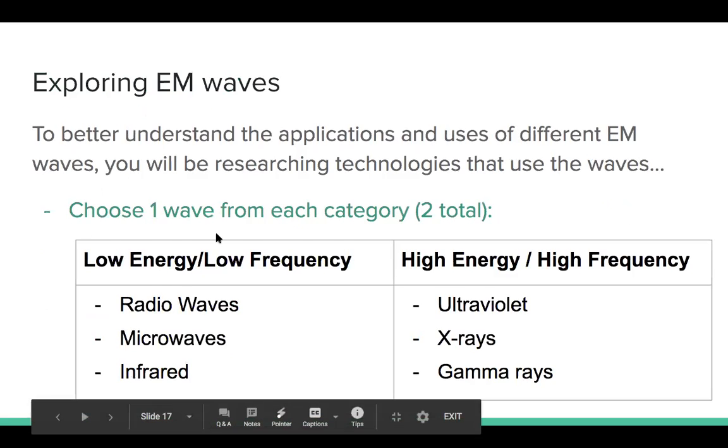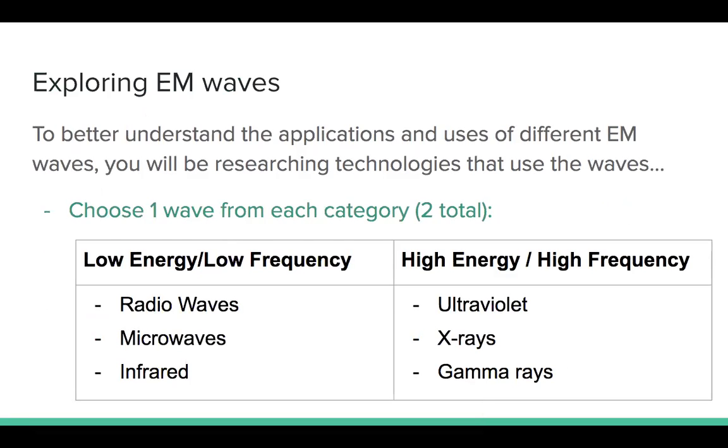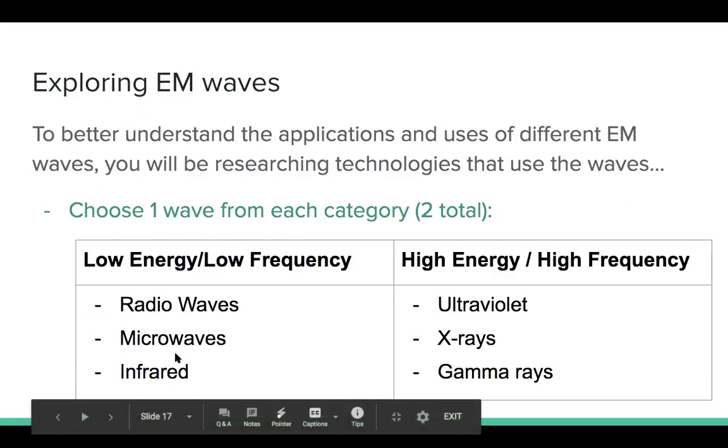So what you're going to do for this is choose 2 different types of waves, one from each category. One that's low energy, so lower than visible light, so that would be either radio waves, microwaves, or infrared. So if you're like, I love my microwave oven, I'm going to research how that works. Sounds like fun. And then you're also going to choose one from the high energy side of the spectrum, so either UV, ultraviolet, X-rays, or gamma rays.